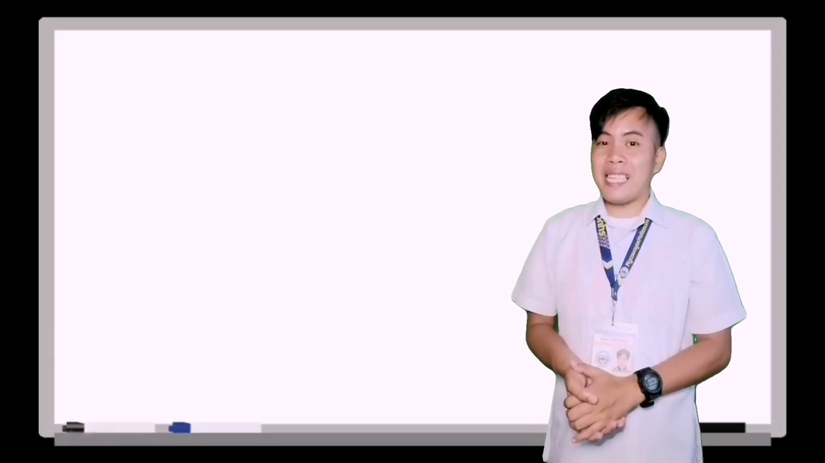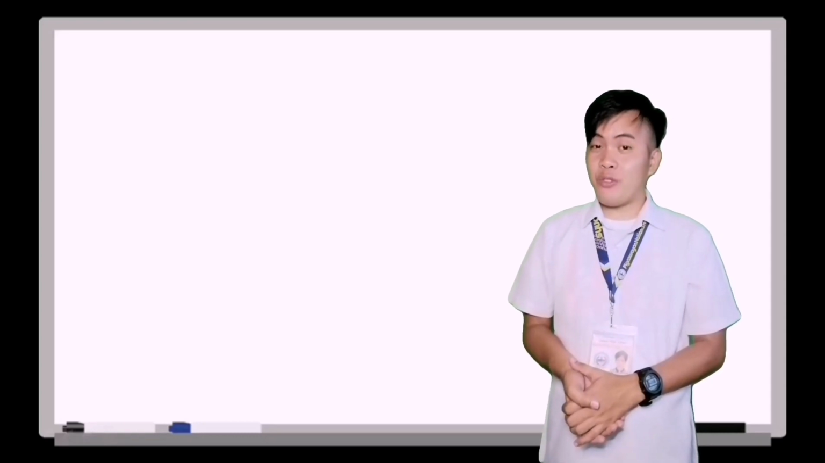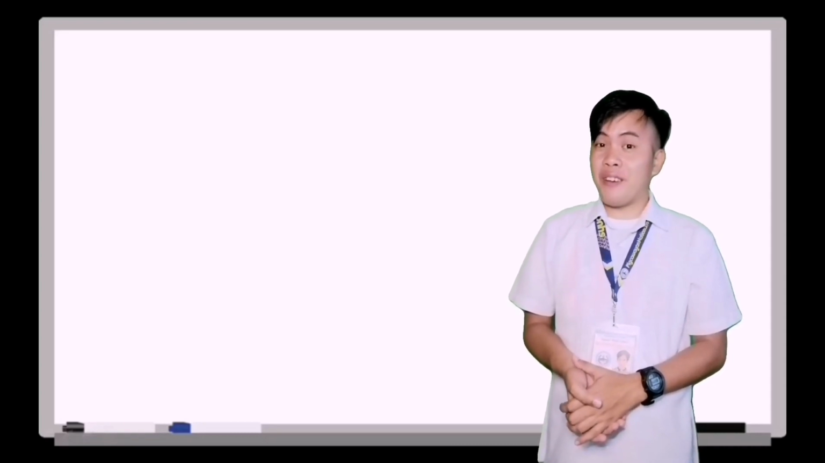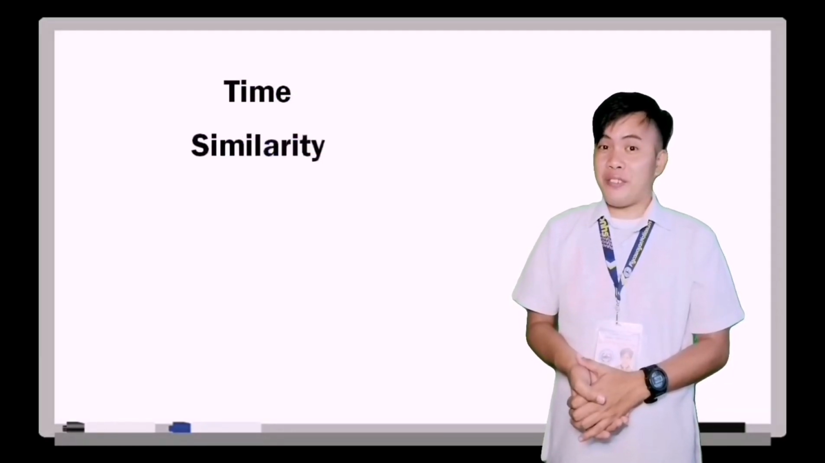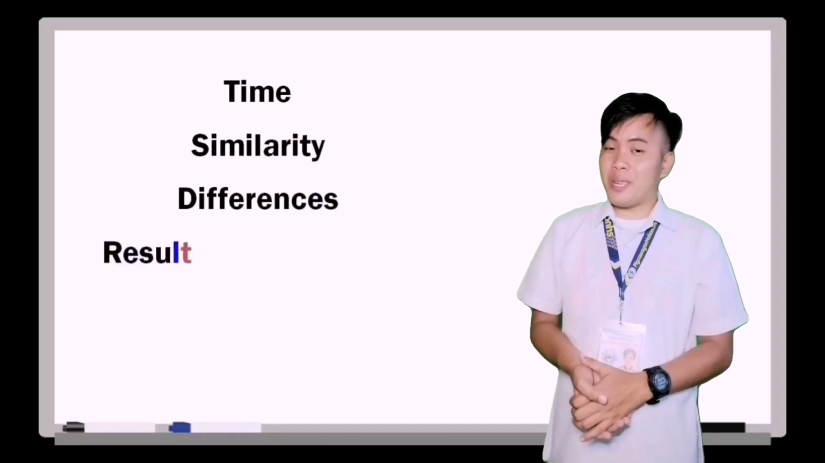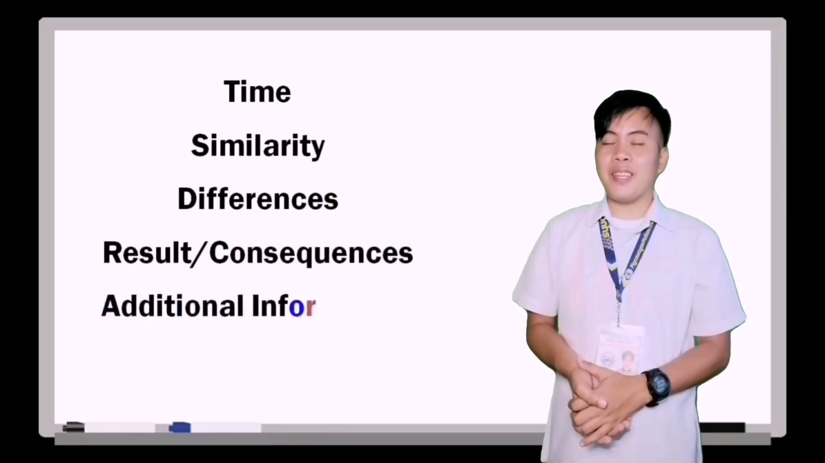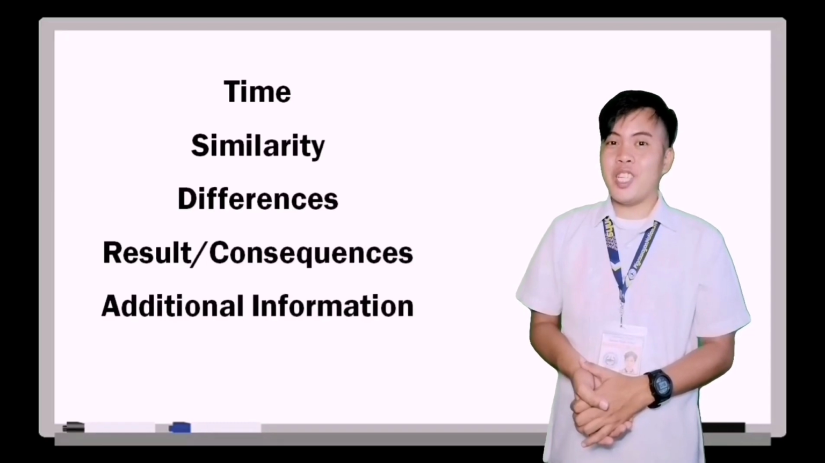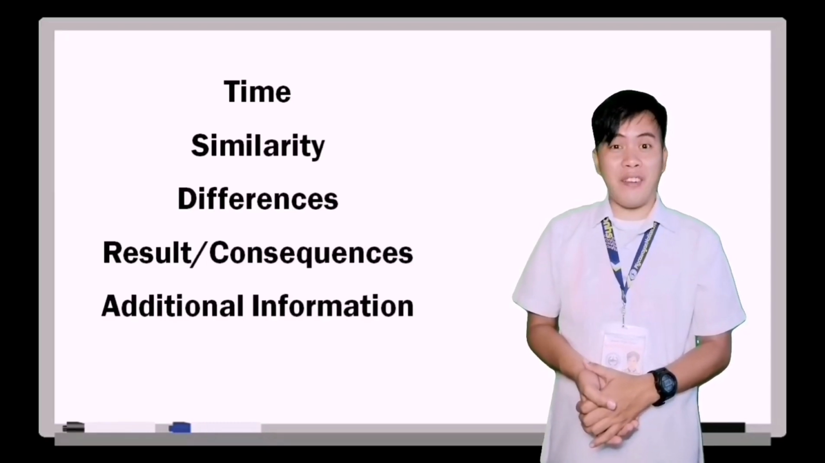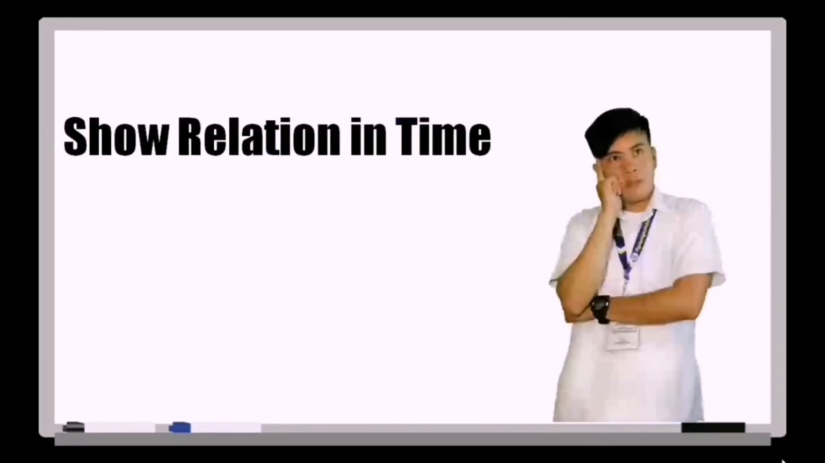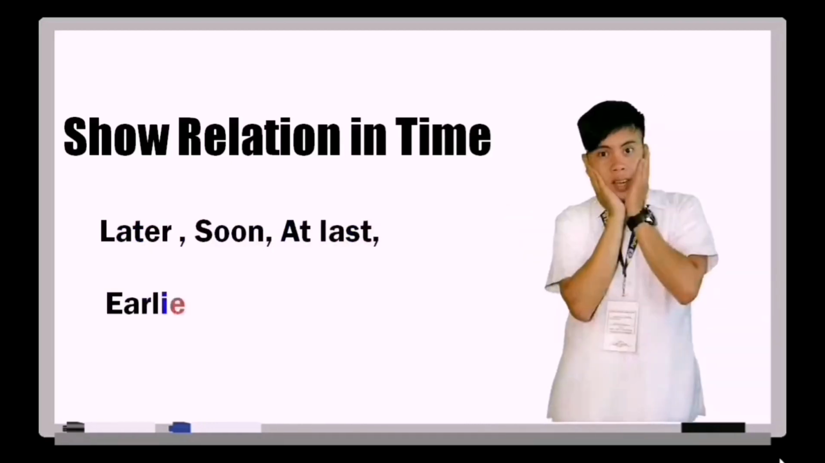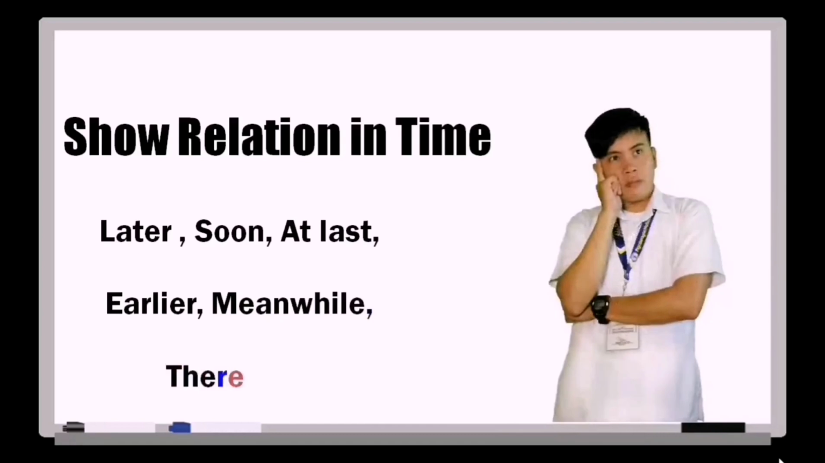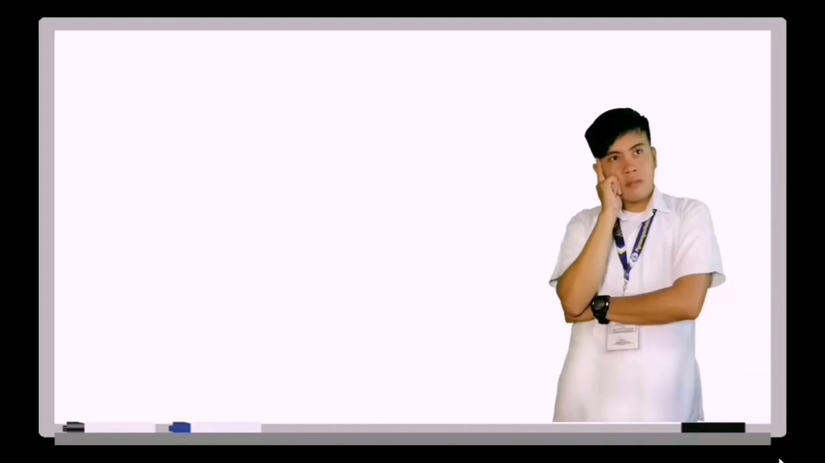Basically, cohesive devices have different types according to its function. These are cohesive devices that signal relation of time, similarity, differences, result or consequences, and provide additional information. Let's take a look into the different types of cohesive devices in every type. First, we have cohesive devices that show relation in time. We have the words later, soon, at last, earlier, meanwhile, and thereafter.